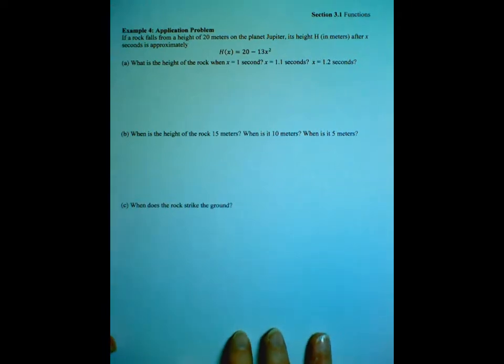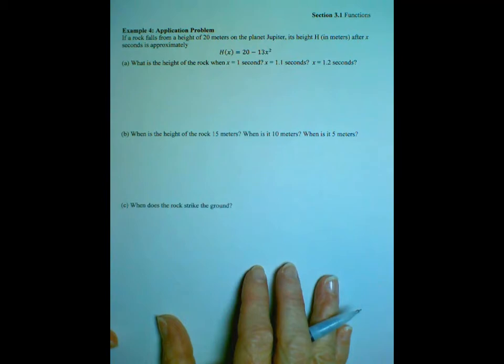Okay, we'll conclude section 3.1 on functions with an application problem. They've given us a function here and a situation. If a rock falls from a height of 20 meters on the planet Jupiter, its height in meters after x seconds is approximately modeled by this function. Now, of course, on Jupiter, the gravitational pull would be a little different than on Earth, so this would not be similar to what we'd expect on Earth.